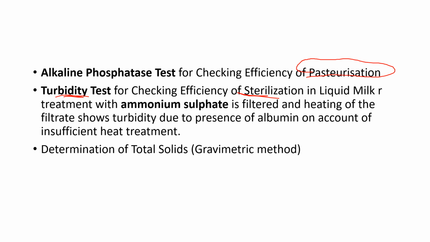And the next thing is a test to determine the total amount of solids in a fluid. This method is called the gravimetric method. Gravimetric is always related to substances that fall down under gravity. If there is any solid present in the liquid, it will settle down at the bottom of the test tube. So this is called the gravimetric method. Just remember these three tests could be crucial for your exams.